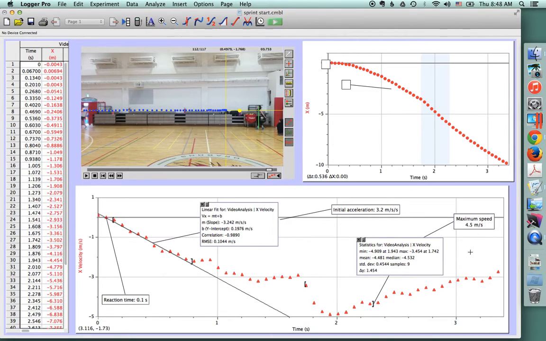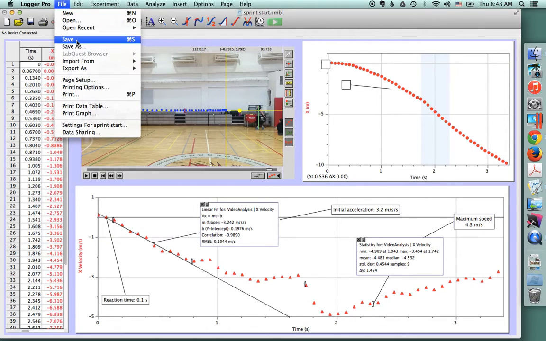So now I have my complete analysis with my reaction time, my initial acceleration, and my maximum speed. Now is a good time to save the graph.